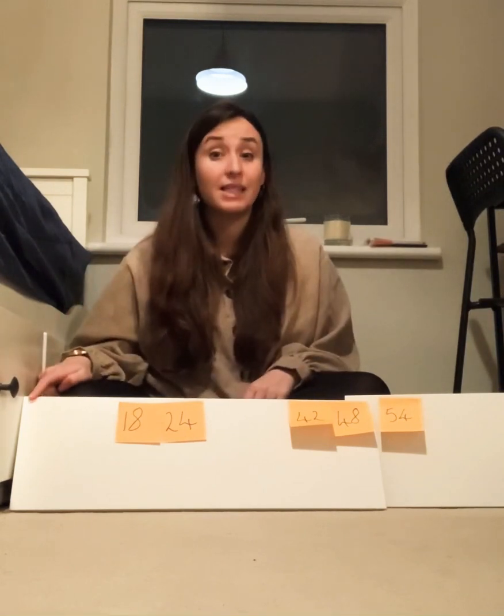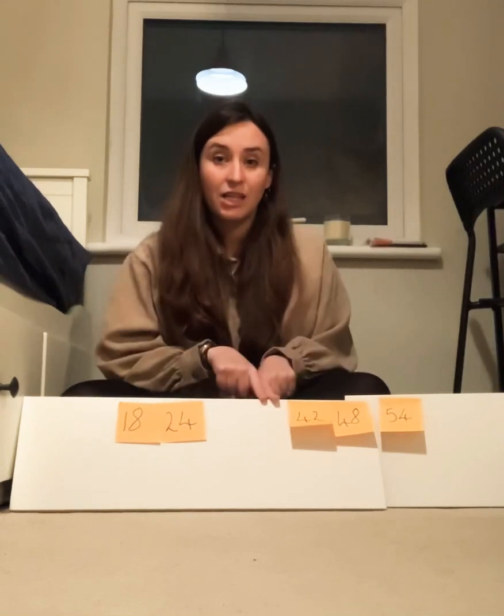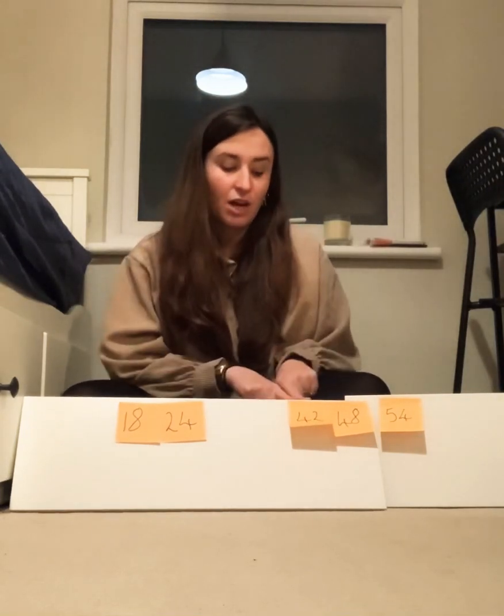1 times 6 is 6. 2 times 6 is 12. 3 times 6 is 18. 4 times 6 is 24. 5 times 6 is 30. 6 times 6 is 36. 7 times 6 is 42. 8 times 6 is 48. 9 times 6 is 54. And what was 10 times 6? 60. Well done. Do you think we could remove any more?